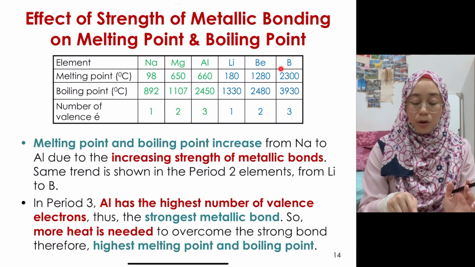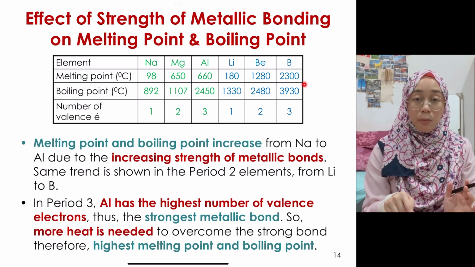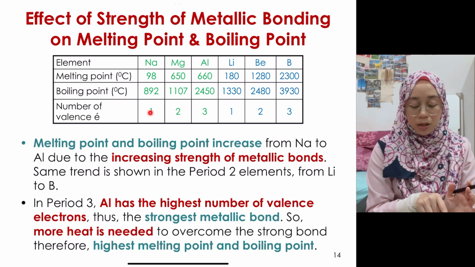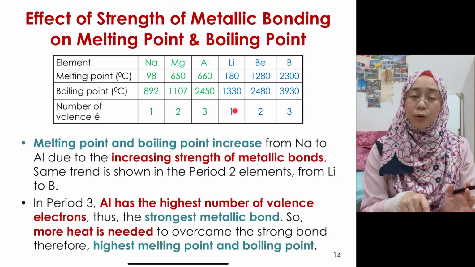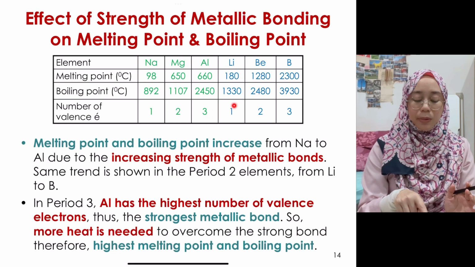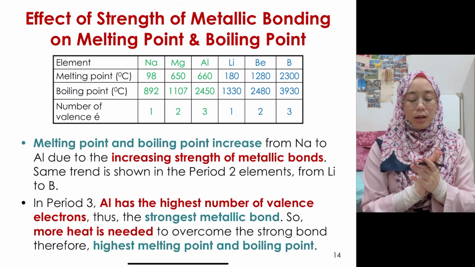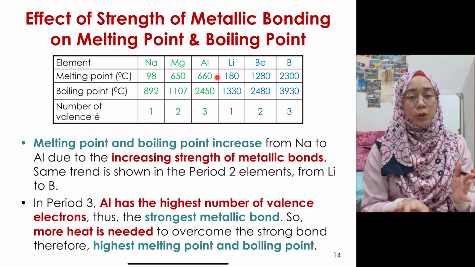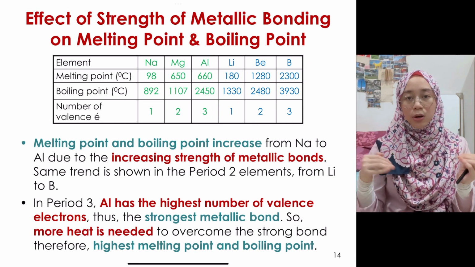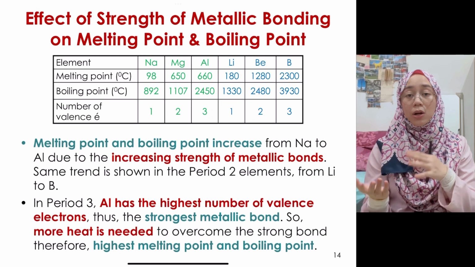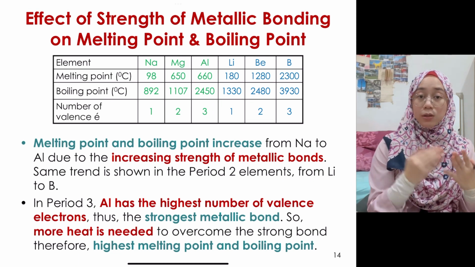We can see that the boron has a higher melting and boiling point. Okay, kalau kita tengok sodium release 1 elektron, lithium pun release 1 elektron juga. Tapi lithium has a higher melting point and also boiling point. So this shows that kita boleh nampak yang period 2 punya element has a higher boiling point in compared to those in period 3. So kenapa?